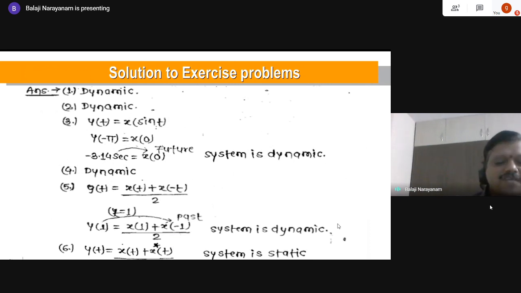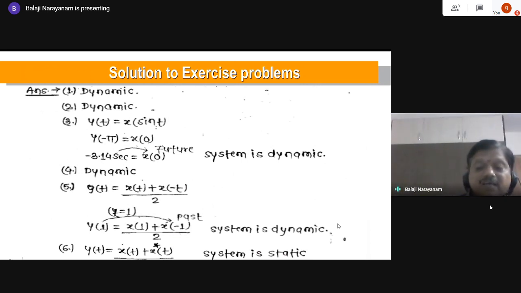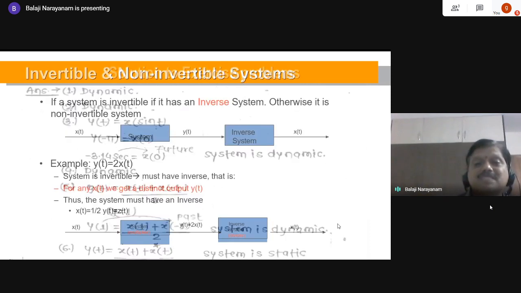And y of t is equal to conjugate x of t. Conjugate of x of t is represented as x star of t divided by 2, and we may conclude that the system is static, as there is no dependency on the previous input values. So that system is static.